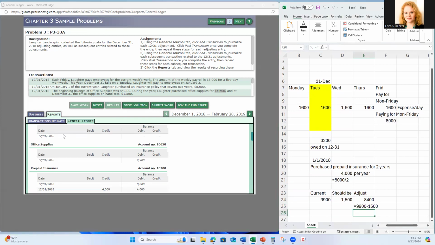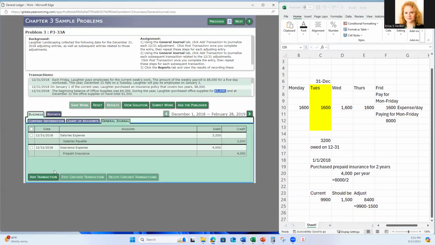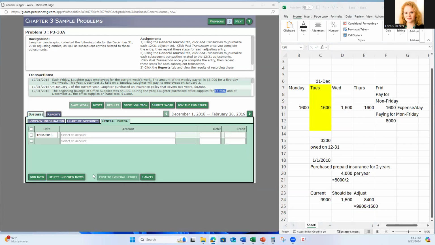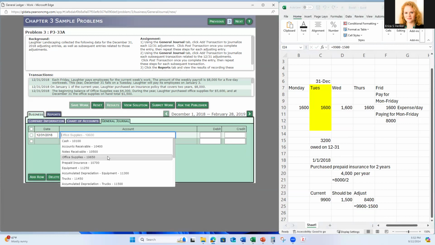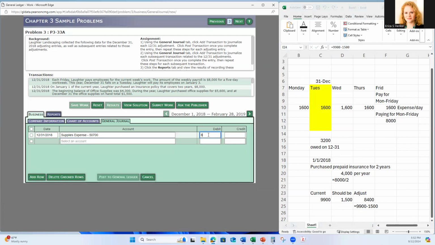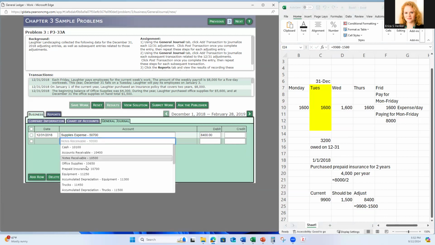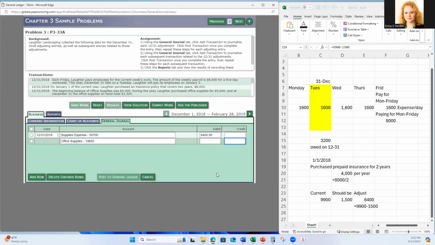All right. So we're going to go back to business here. We're going to record by adding a transaction. And so what we're going to do here is expense this 8,400 that we used up during the year. So we're going to debit our office supplies expense, or supplies expense. There we go, for that 8,400. And then we are going to credit our office supplies for that same amount. Okay, so I'm going to go ahead and post that entry.